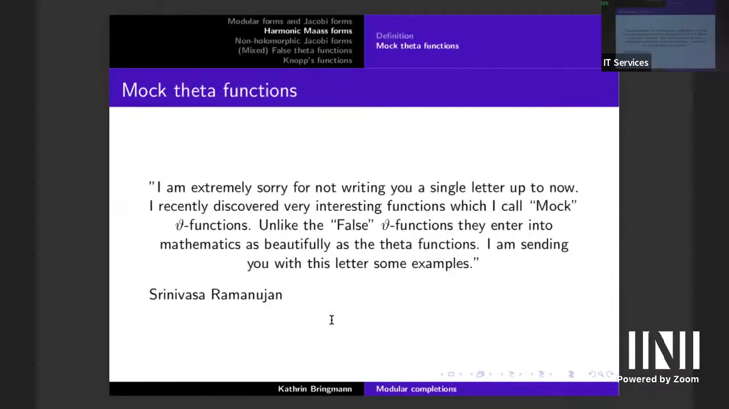So one specific nice object related to these harmonic mass forms are the so-called mock theta functions. Those were introduced by Ramanujan in his last letter to Hardy, and he wrote the following: I am extremely sorry for not writing you a single letter up to now. I recently discovered very interesting functions, which I call mock theta functions. Unlike the false theta functions, they enter into mathematics as beautifully as the theta functions. I'm sending you with this letter some examples. And whenever Ramanujan speaks about theta functions, he just means the normal modular forms. And the false theta function that he also mentions, I'll also show you in a minute, and I'll also explain how they can actually be embedded in a modular framework.